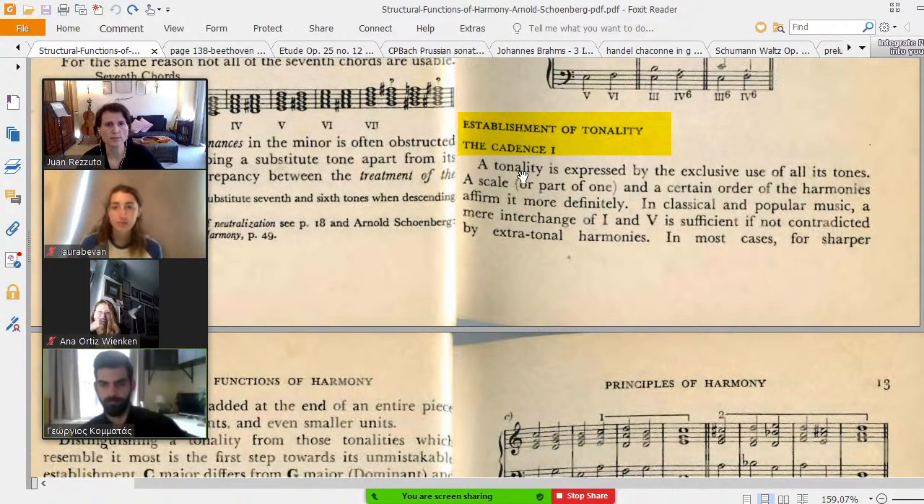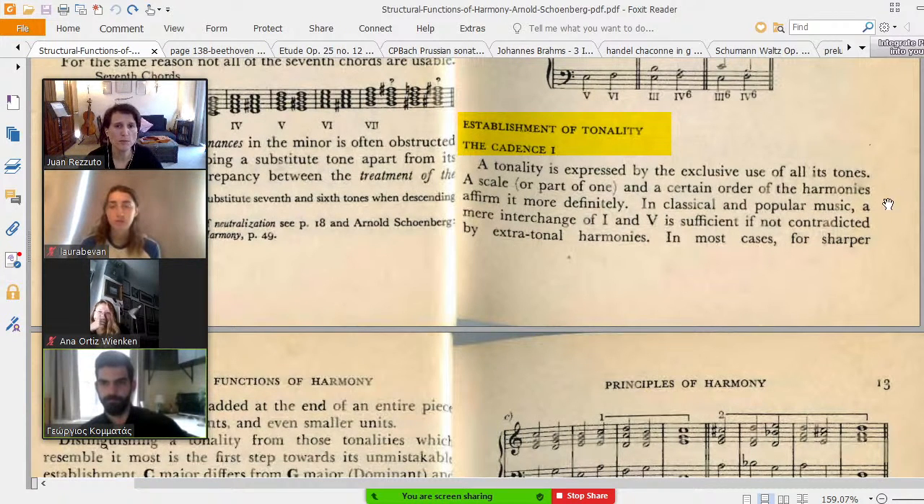So, the cadence. A tonality is expressed by the exclusive use of all its tones. Remember that. A scale of parts of one and a certain order of the harmonies affirm it more definitely. That's why 4/5/1 is quite definite, because if you put all the notes together, you have the scale. Or 2/5/1, which is the same. 2/5/1 and 4/5/1 use all the notes.